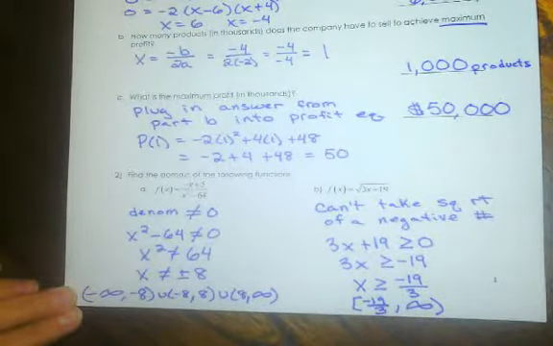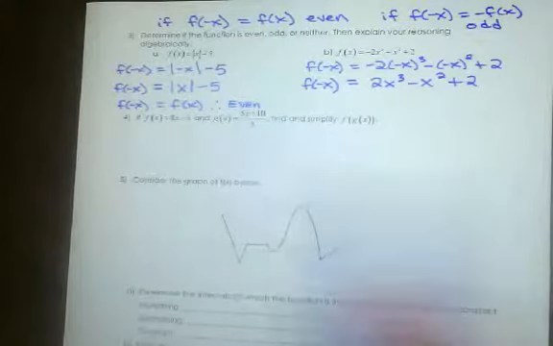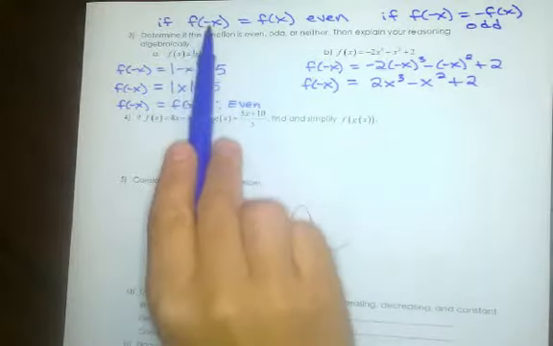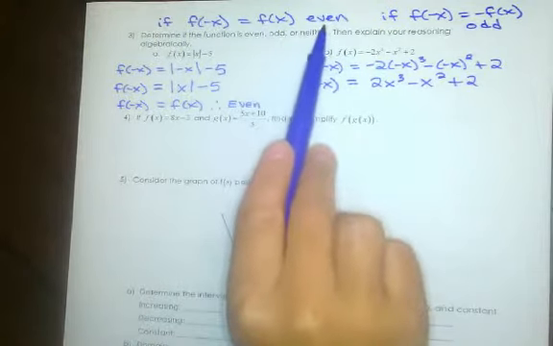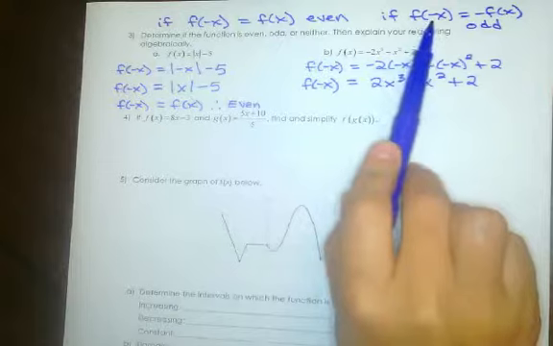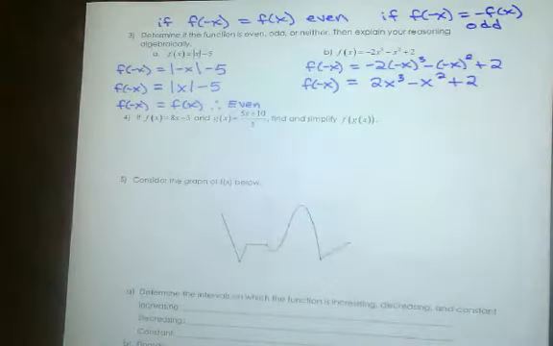So we'll move on to the next page. The next two questions have to do with even and odd. Remember, our goal with even and odd is you're plugging in negative x, and if you get back the original, that tells you the function is even. If when you plug in negative x, you get back the complete opposite, that tells you that it's odd. And if neither of those things happen, then it's not even or odd.